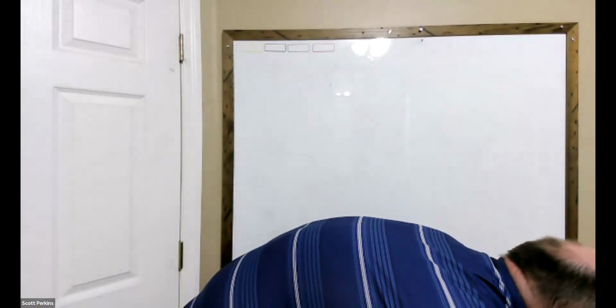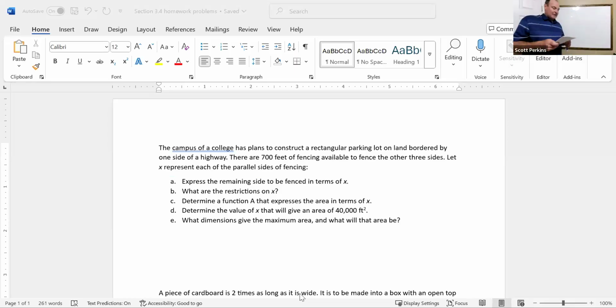All right, so that is right here. Okay, this says the college of a campus has plans to construct a rectangular parking lot on land bordered by one side of a highway. There are 640 feet of fencing available to fence the other 3 sides. Let X represent each of the parallel sides of fencing.